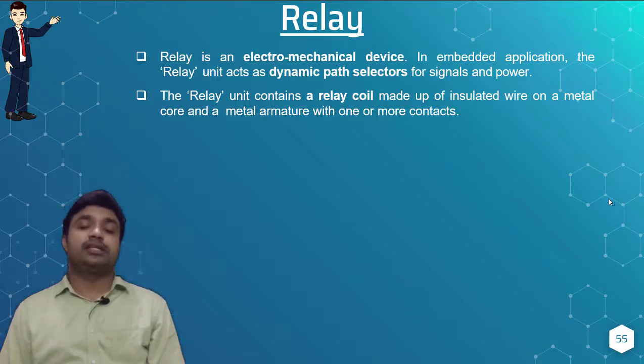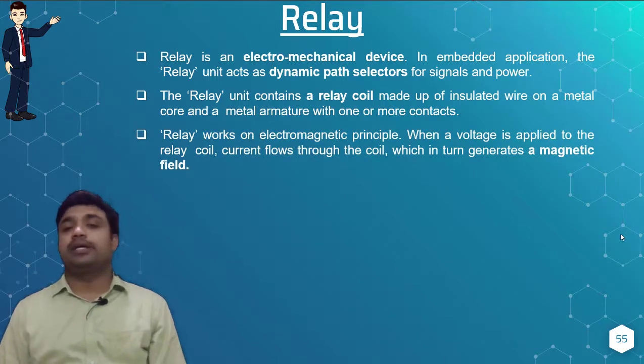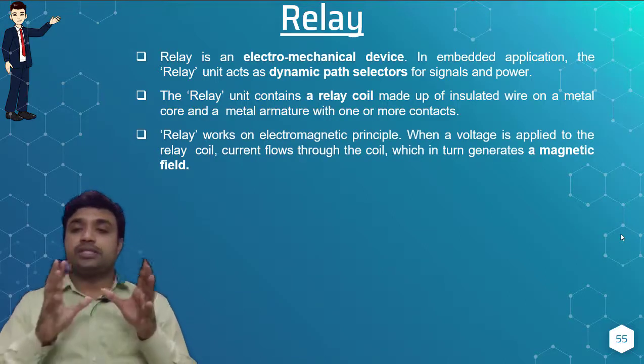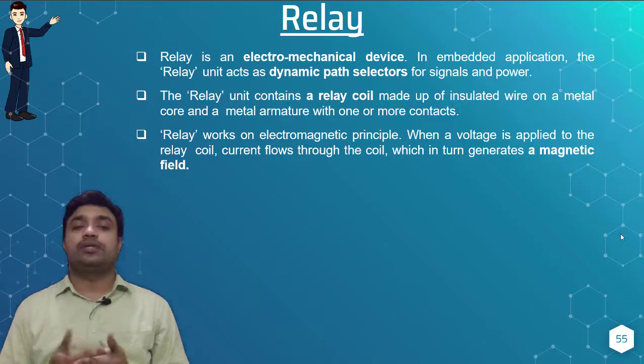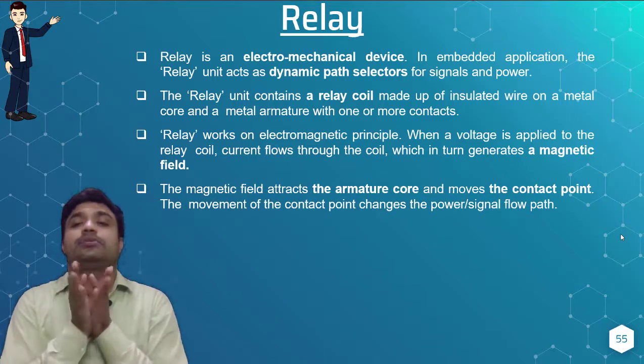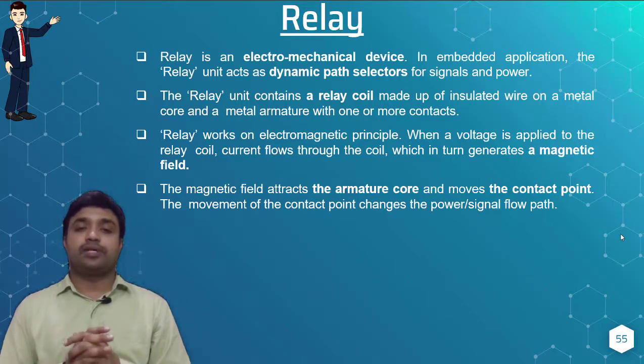Okay, so this is the diagrammatical explanation for a relay circuit. And relay works on the electromagnetic principle. When a voltage is applied to the relay coil, current flows through the coil, which in turn generates a magnetic field. Okay, so automatically the relay circuits are considered to be working on the electromagnetic principle. Next, the magnetic field attracts the armature core and moves the contact point. The movement of the contact point changes the power or signal flow. So this is how the relay operation works. Okay, so the contact point is going to move from one point to the other point.